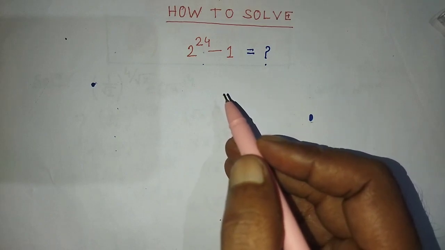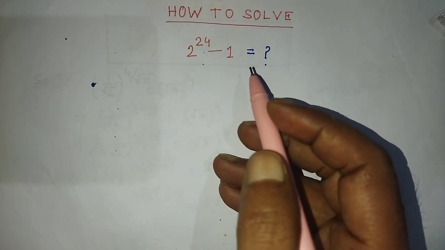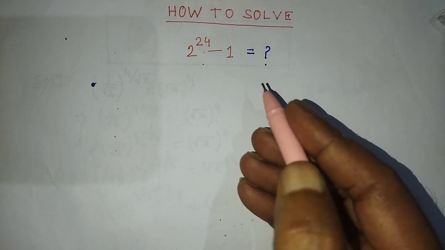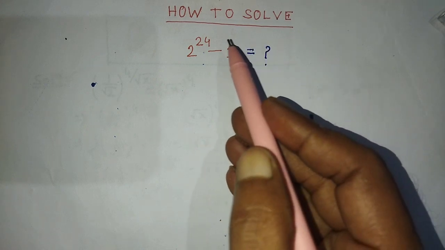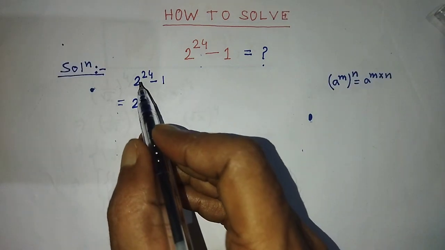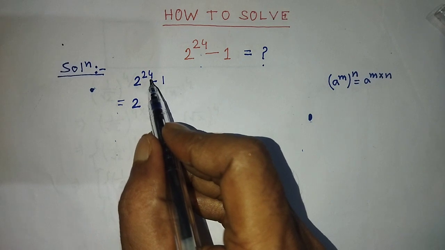So my dear student, today our question is 2 to the power 24 minus 1 is equal to how much? So student, in this video I will tell you how to simplify this algebraic expression. Our given algebraic expression is 2 to the power 24 minus 1.